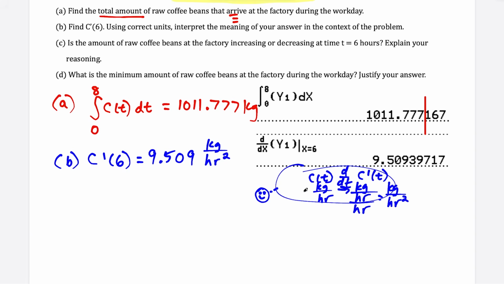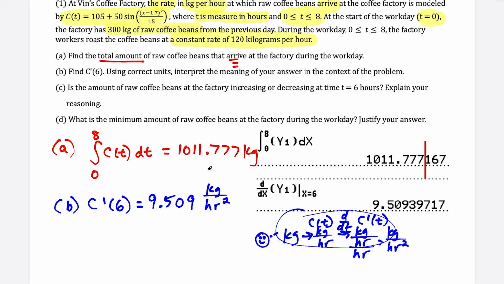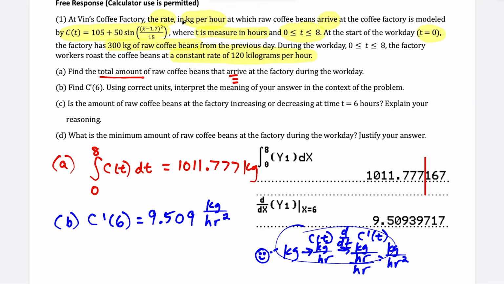And if you think about this, where did this come from? Before kilograms per hour would be just kilograms, which was the idea in part A. When we integrated C of t, that gave us an answer in kilograms. But now we have to interpret the meaning of this in the context of the problem. So now let's think about what is C of t. C of t is the rate in kilograms per hour at which raw coffee beans arrive at the coffee factory. So since C prime of 6 is positive, that means that C of t is increasing by this rate at t equals 6. So now we just have to write all that into a sentence.